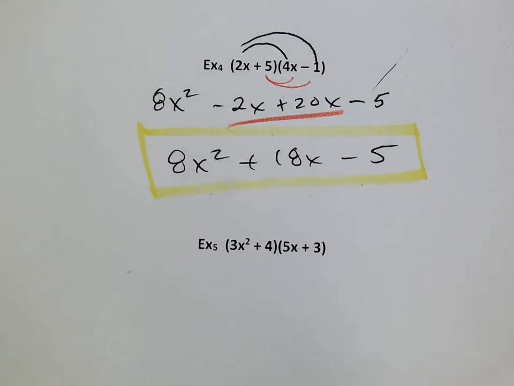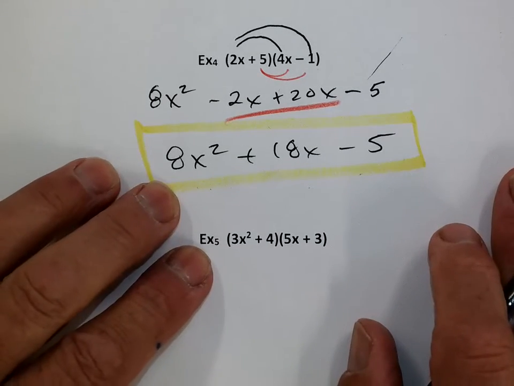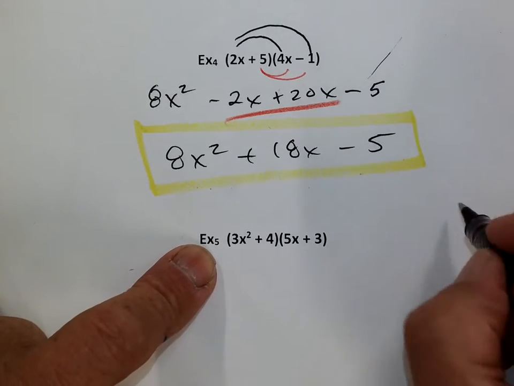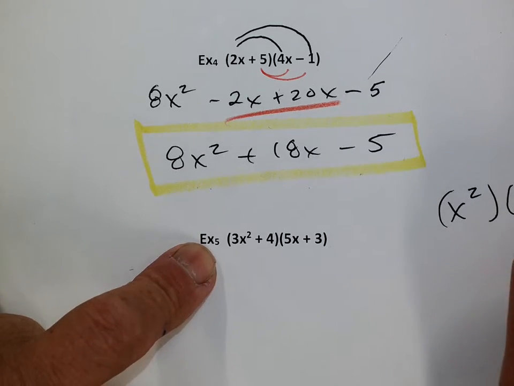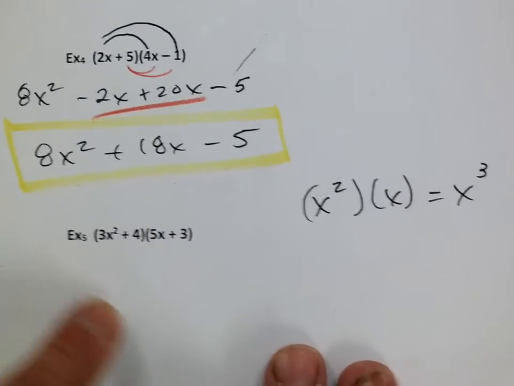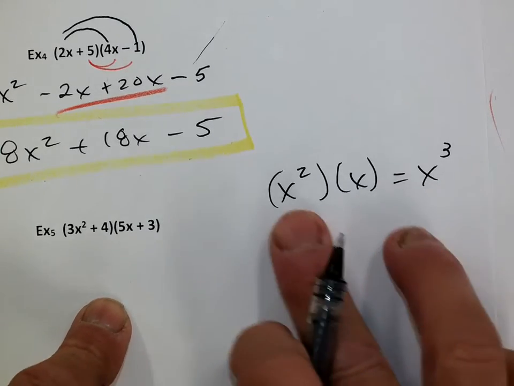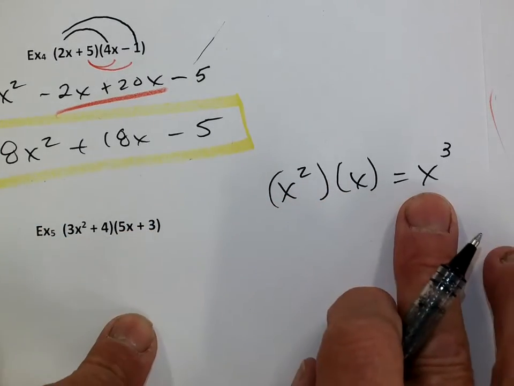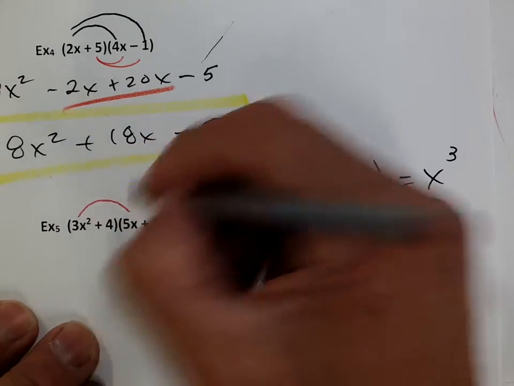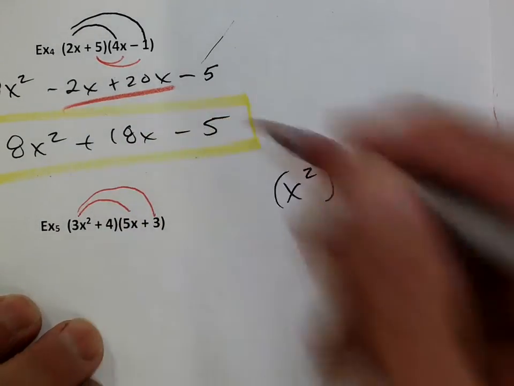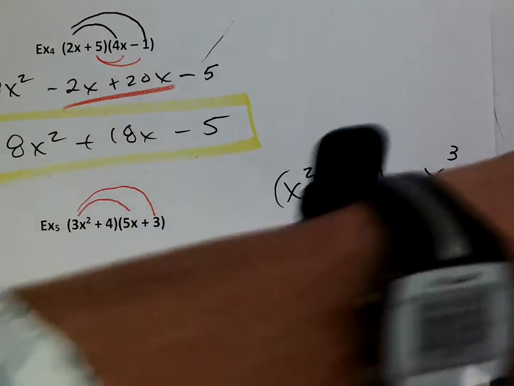All right, now, example 5. I need to remember that x squared times x is an x cubed. Okay, I need to know that. To do this problem, I need to know that x squared times an x is an x cubed. So I'm going to do my double distribute. I'll take my 3x squared times 5x and my 3x squared times a 3. So I'm just going to be careful.